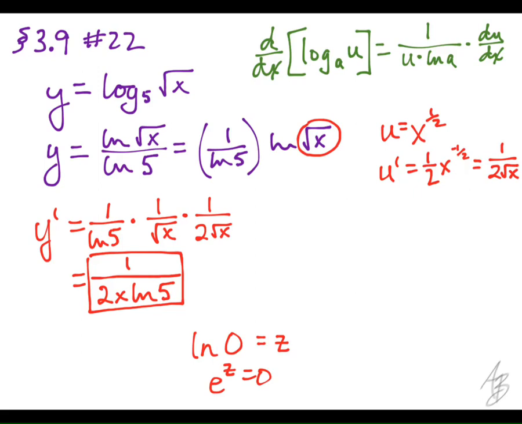Nothing. The limit as z approaches negative infinity of e to the z is 0. So when z becomes a really big negative number, it's going to get really close to 0, but it's never going to equal 0. So we cannot take the natural log of 0. Can we take the natural log of any negative number, say negative 1? Can we raise e to some power to get negative 1? No.